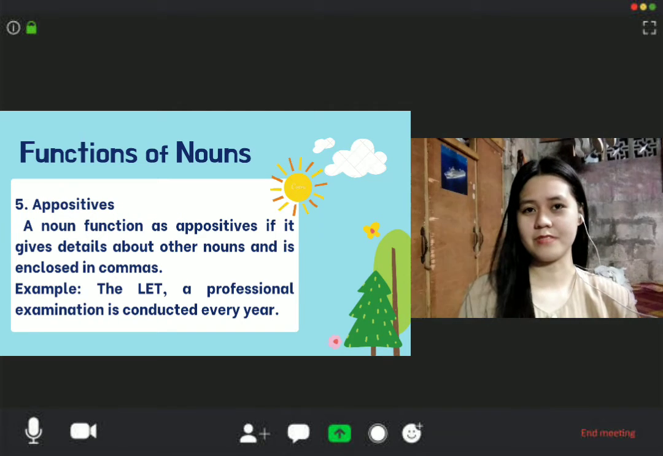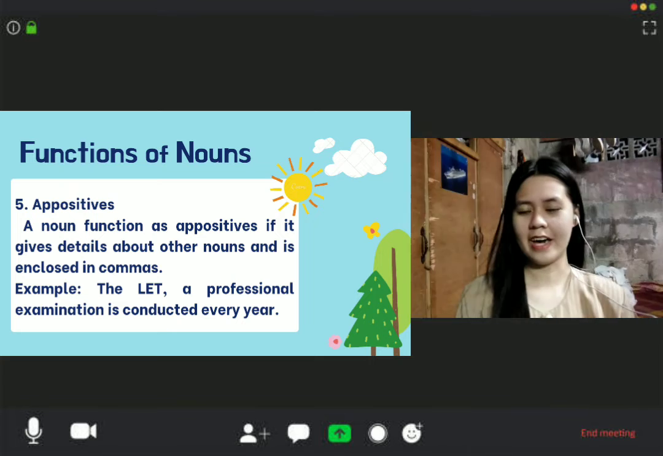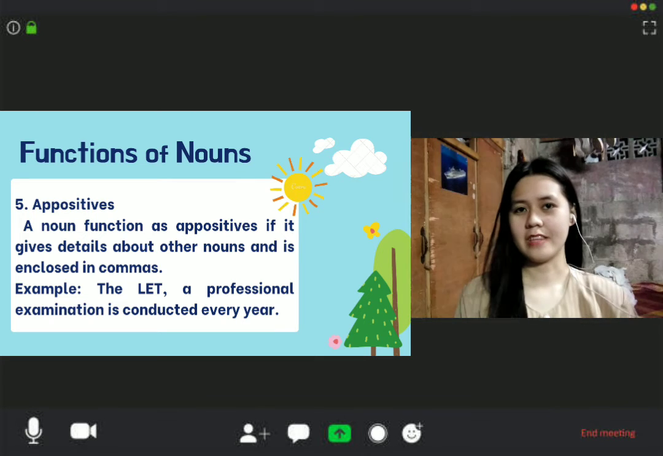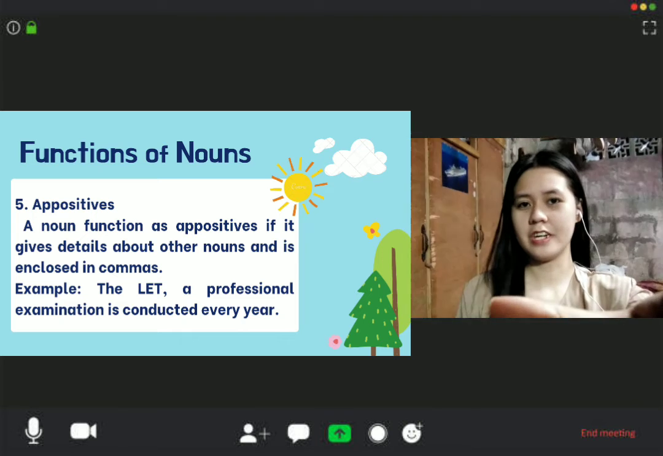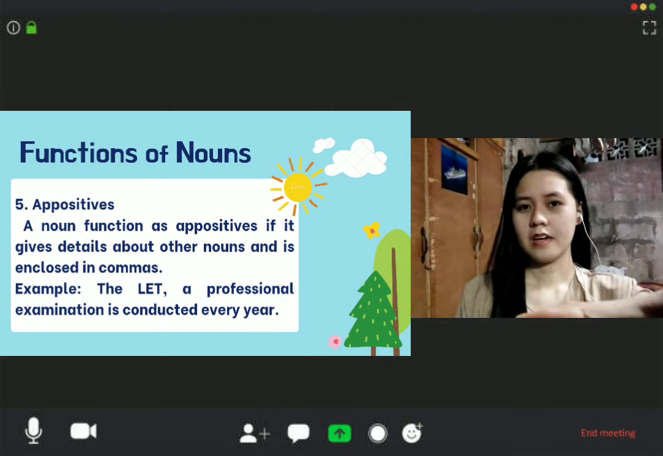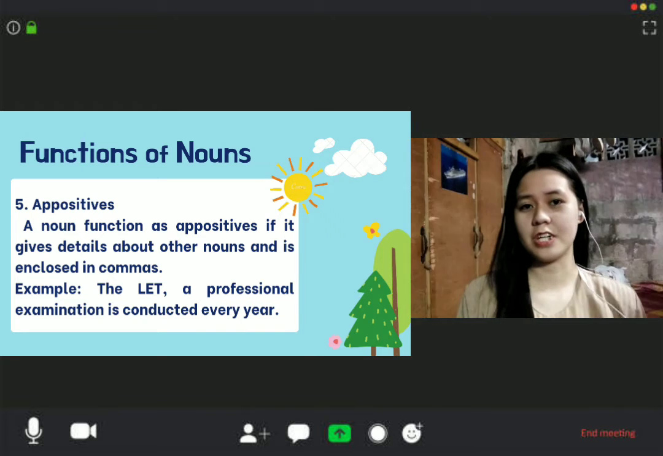Next is the appositive. A noun functions as an appositive if it gives details about the noun and is enclosed in commas. It is set beside another noun or pronoun to explain or identify it. Example, the LET, a professional examination, is conducted every year. Professional examination gives details to the LET, therefore it functions as an appositive.